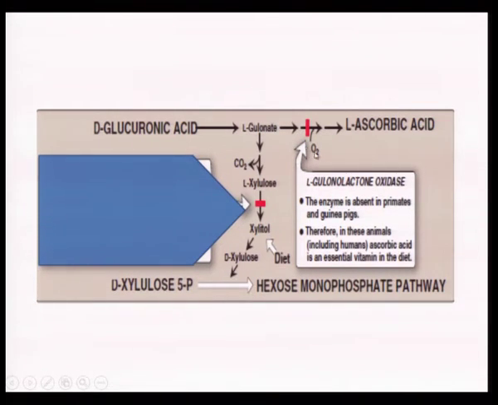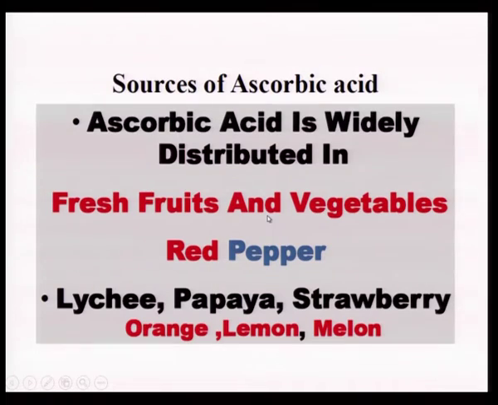So this particular enzyme is not there, so we are not able to make ascorbic acid, although the majority of the pathway is still operational in primates. So where do we go for the dietary supplement? Since we cannot make vitamin C and since we lack the particular enzyme in making vitamin C, we are dependent on fresh fruits and vegetables. So you see there is a plenty of choice for us. You have red pepper, lychee, papaya, strawberry, orange, lemon, melon, all the citrus family. They are rich in vitamin C.